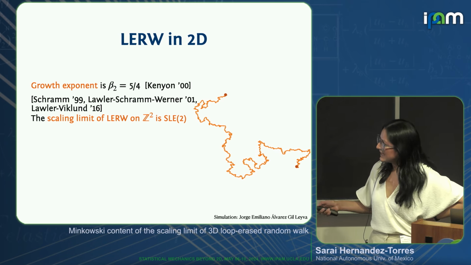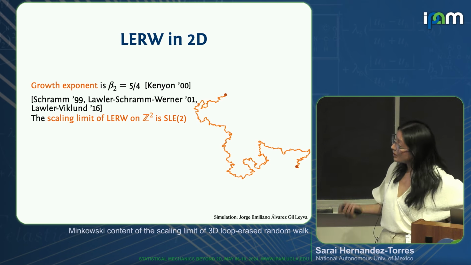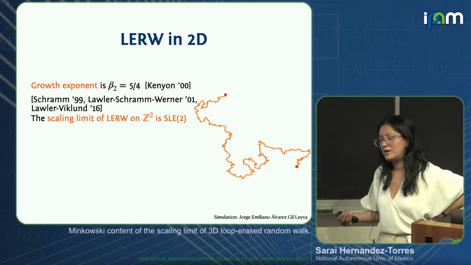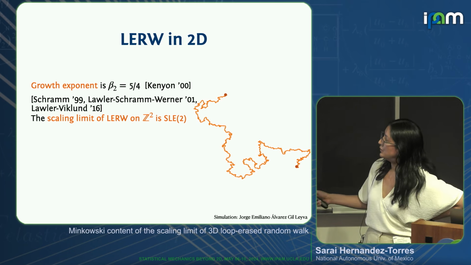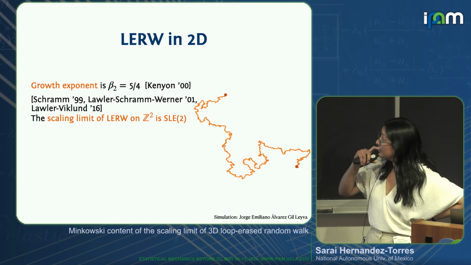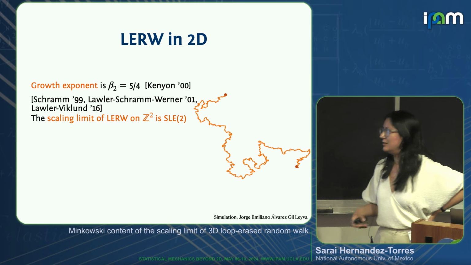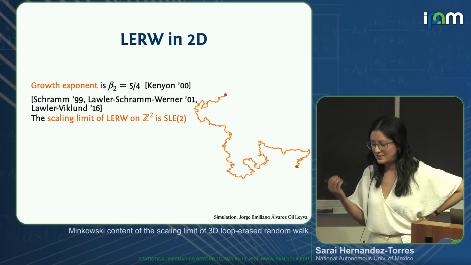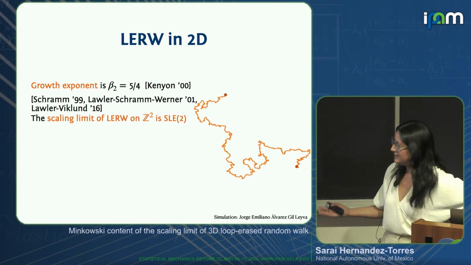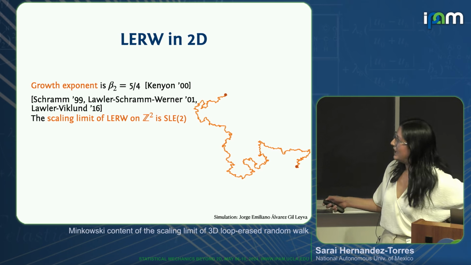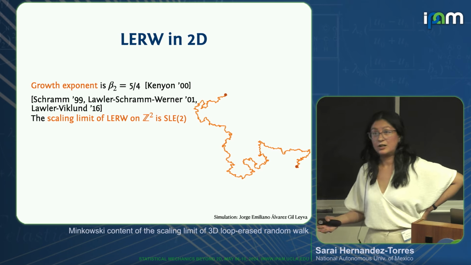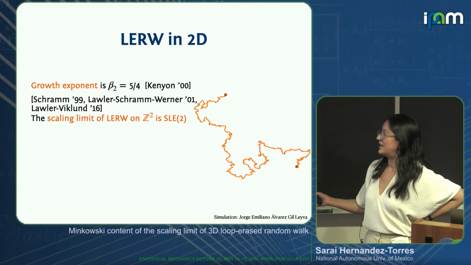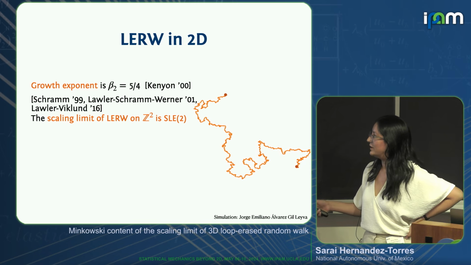So in this first paper, Oded Schramm proposed the scaling limit, and what was lacking was the proof of the conformal invariance, which was achieved a few years later in work of Greg Lawler, Oded Schramm, and Wendelin Werner. So in the 99 paper, the proof was assuming conformal invariance, then this is the scaling limit, and in this joint work, they proved that the conformal invariance was true, so the Schramm-Loewner evolution of parameter 2 is the scaling limit of the loop-erased random walk in 2 dimensions.